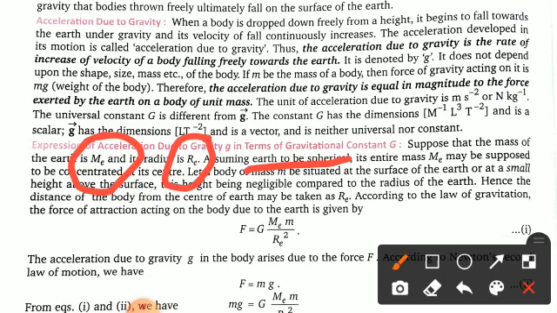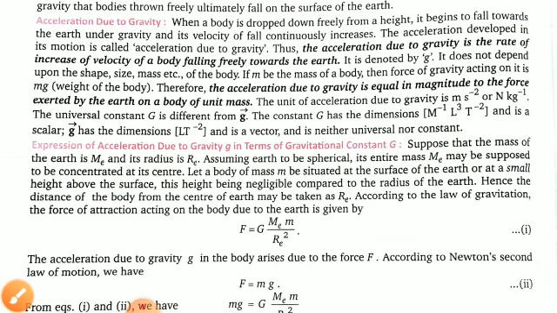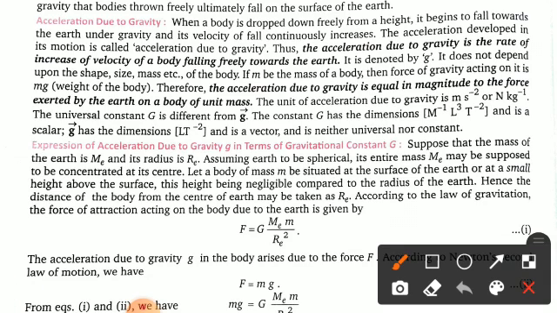Its entire mass Me may be supposed to be concentrated at its center. As we consider here the mass of the earth is Me, we are supposing that the mass of the earth is concentrated at its center. Let us suppose a body of mass small m is situated at the surface of the earth. Clear? The distance of the body from the center of the earth may be taken as Re.